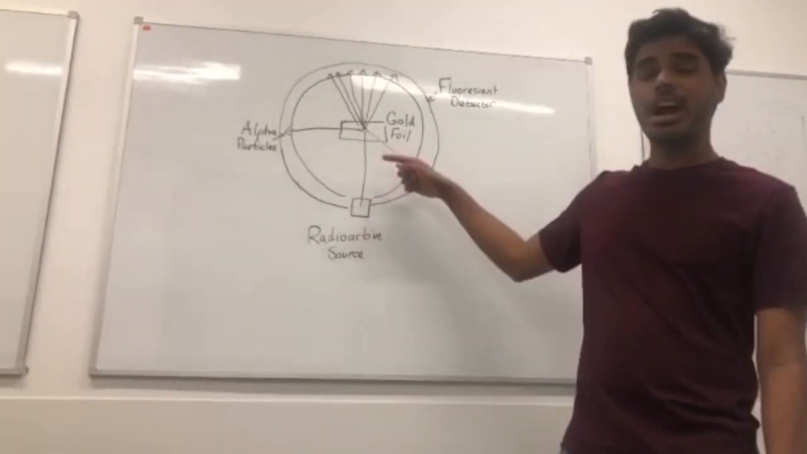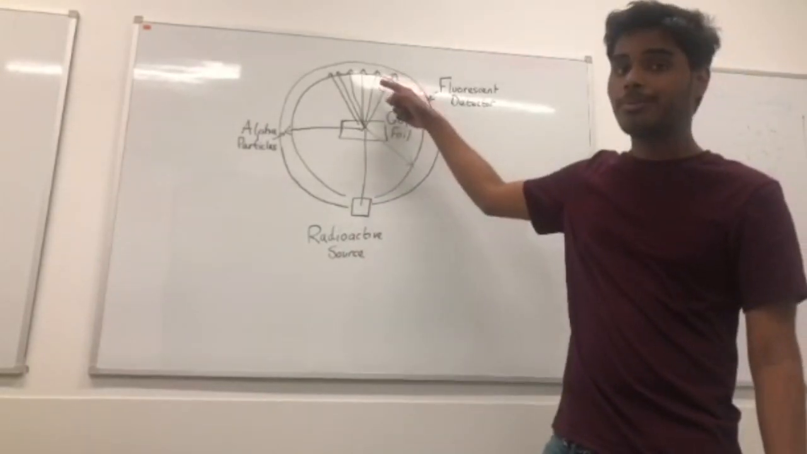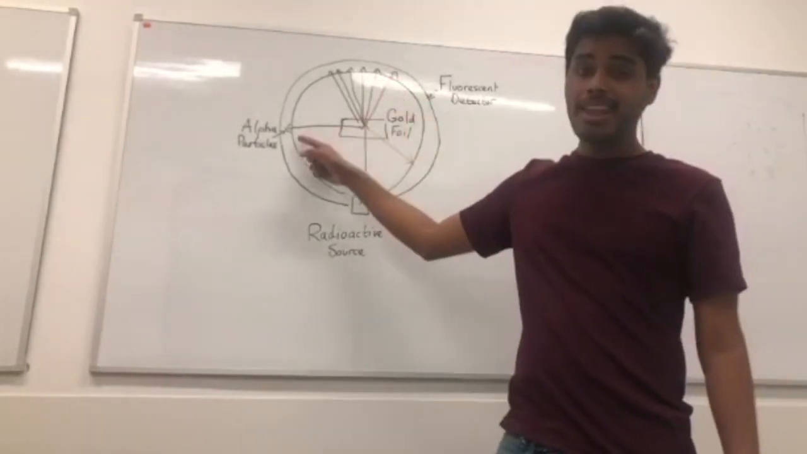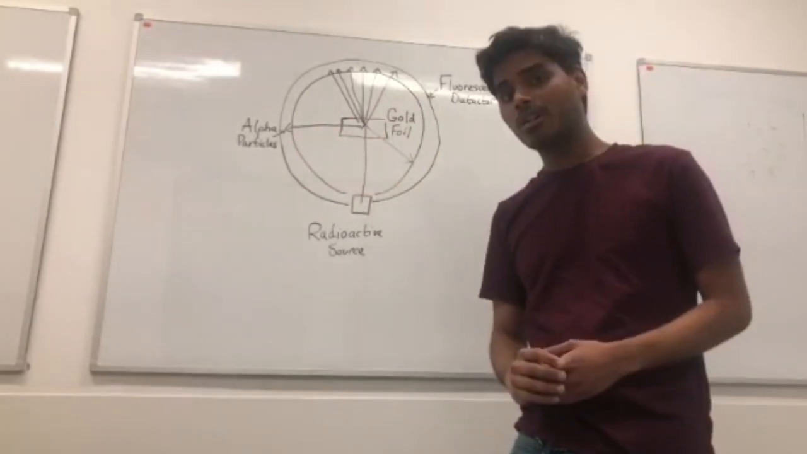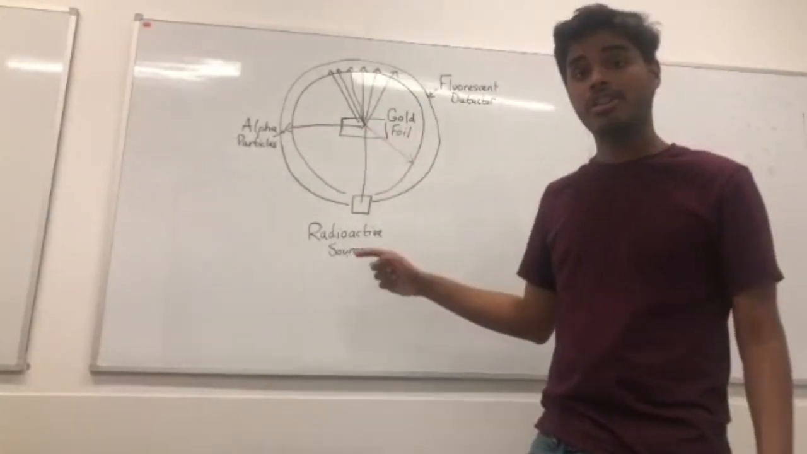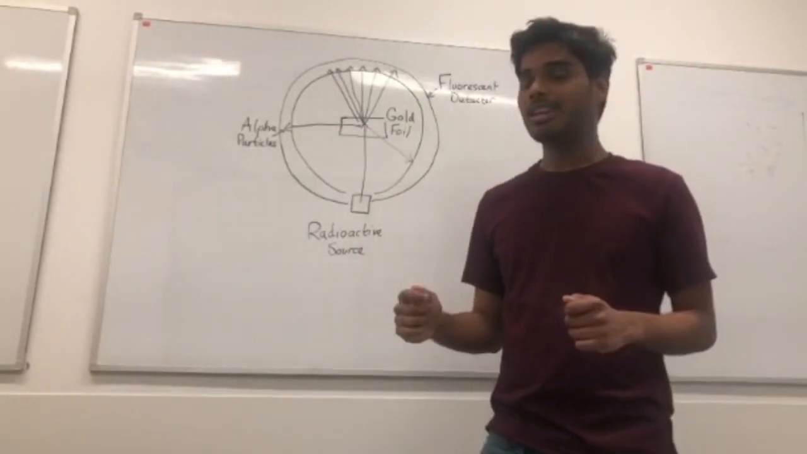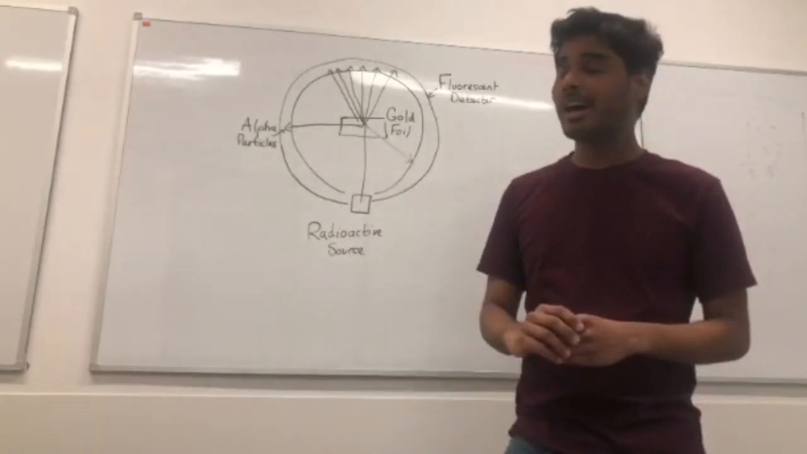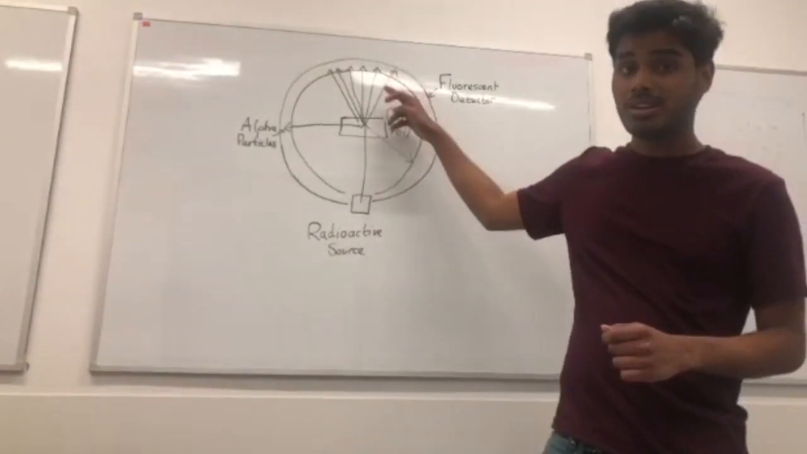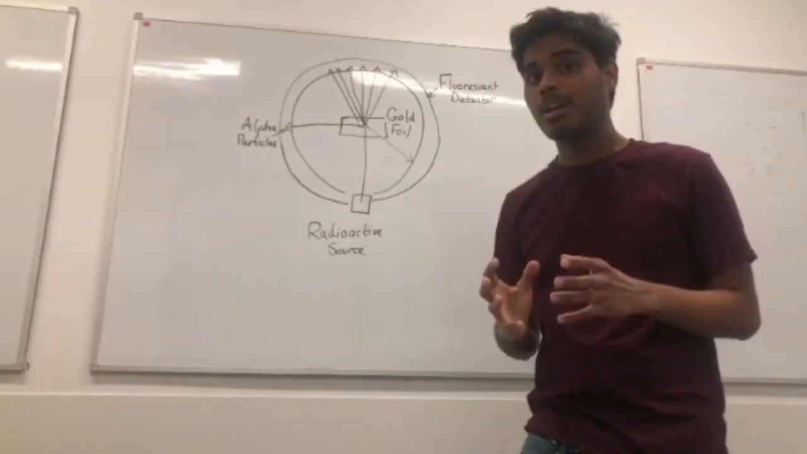They observed that most of the alpha particles went straight through the gold foil. A few of them were deflected by very large angles, and an even smaller number of them were reflected back onto the radioactive source. Rutherford considered these observations, and he concluded that since most of the alpha particles went through undeflected, most of the space inside the atom must be empty.